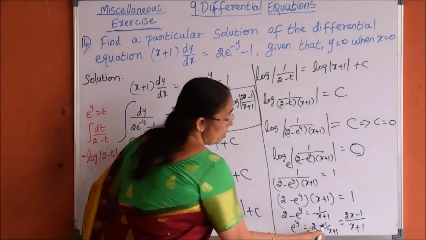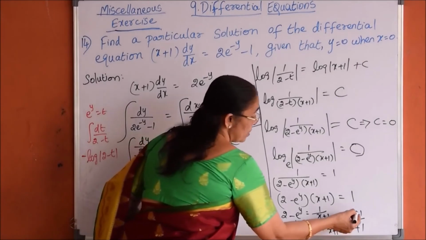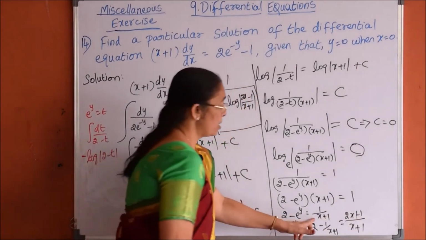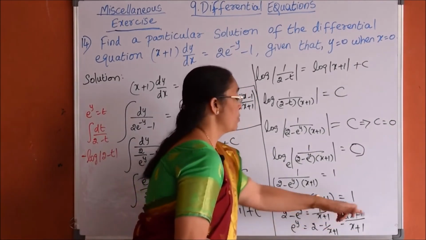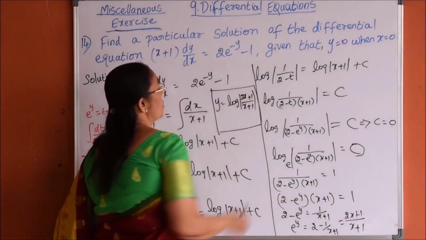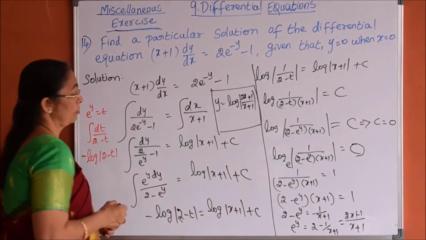Here this is 2 minus 1 by x plus 1, which is (2x plus 2 minus 1) divided by x plus 1. So which is 2x plus 1, and here also 2x plus 1.